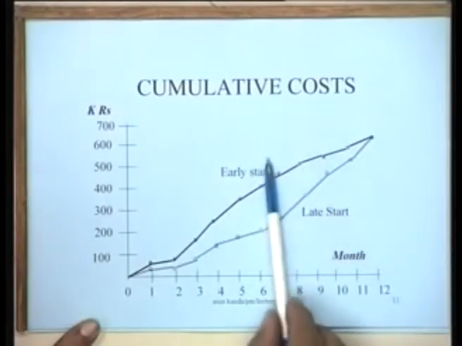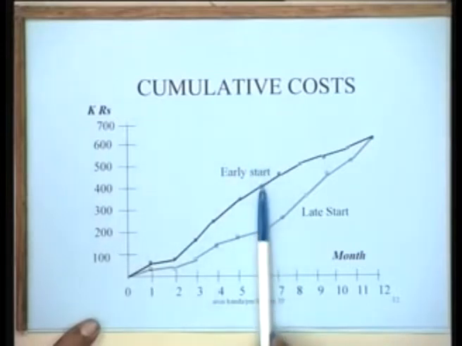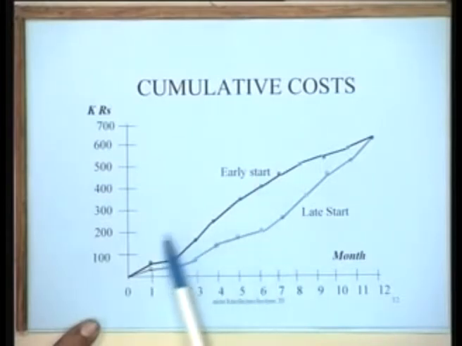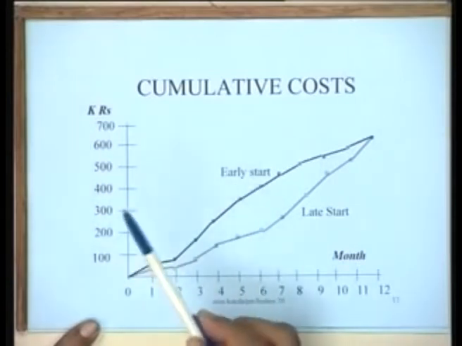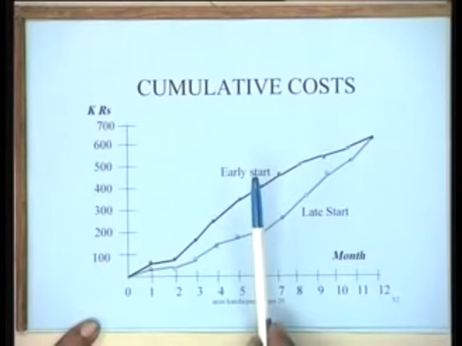You see, what it means is simply this, that at the end of the 6 months, here you have spent something like 405 kilo rupees, whereas here you have spent only something less than 200 kilo rupees so far. So you have greater money in your pocket when you are doing a late start schedule, right.